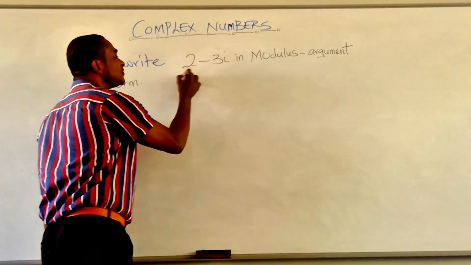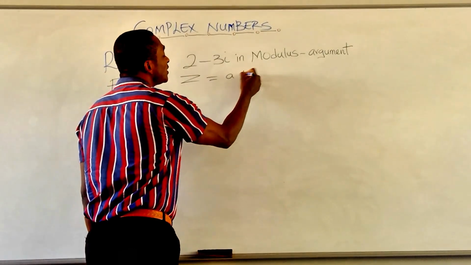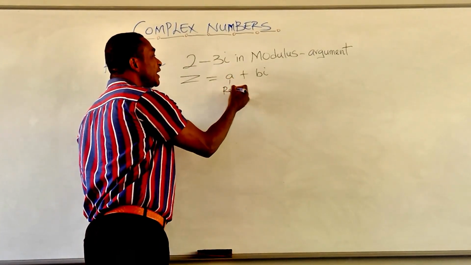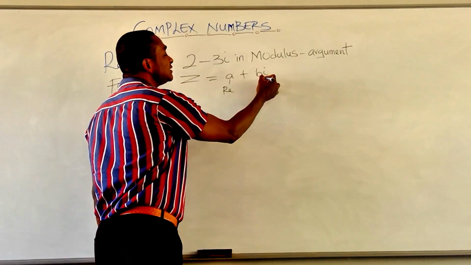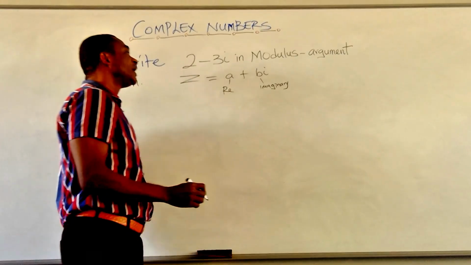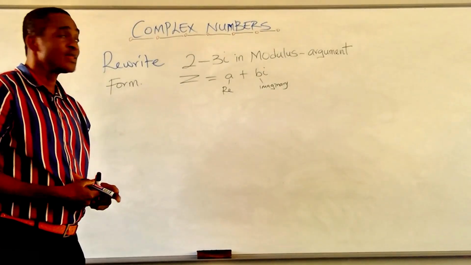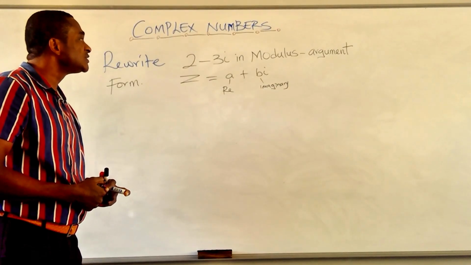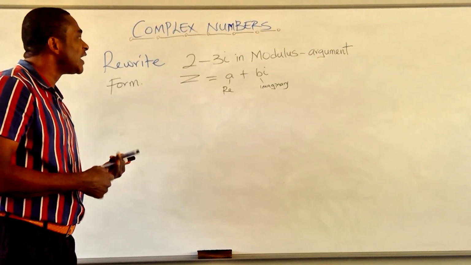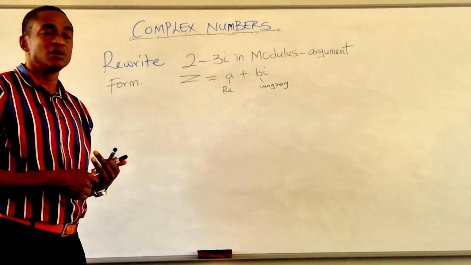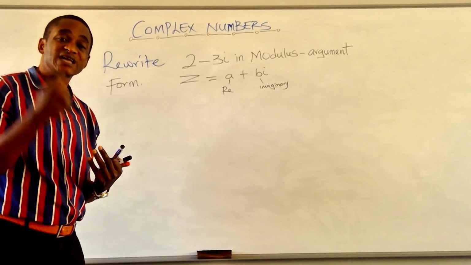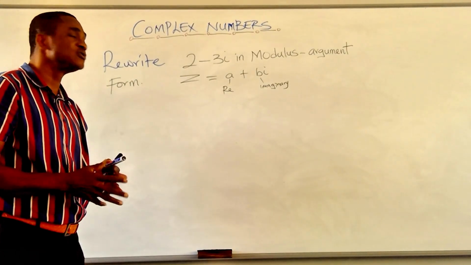Remember, a complex number is written as z equals a plus bi, where a represents the real part, the real number, and bi represents the imaginary part. Now, the imaginary part is the part that has i. Now, how do we write this in modulus argument form? Modulus argument form is telling us to have the value of the modulus, which is the radius, and also have the argument, which is the angle involved between these two numbers.